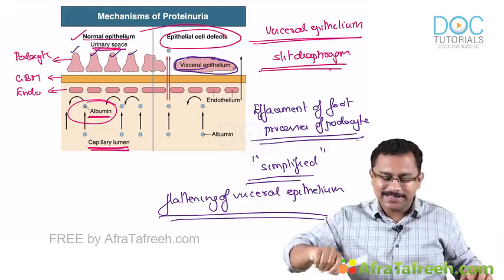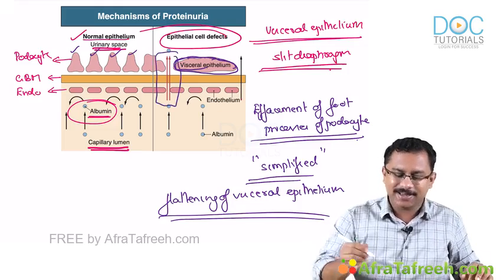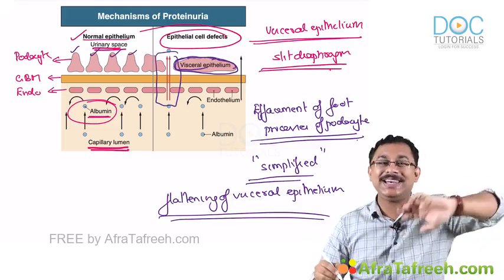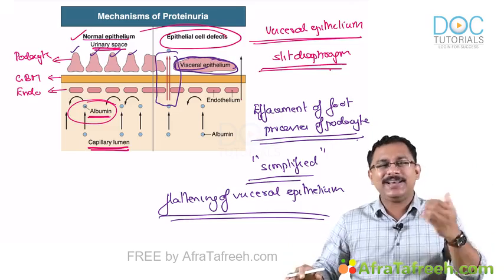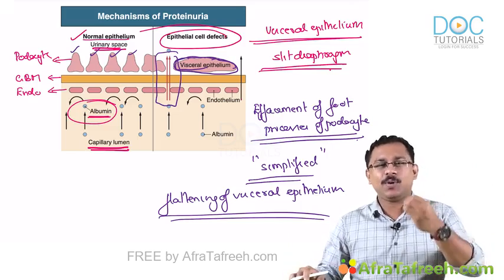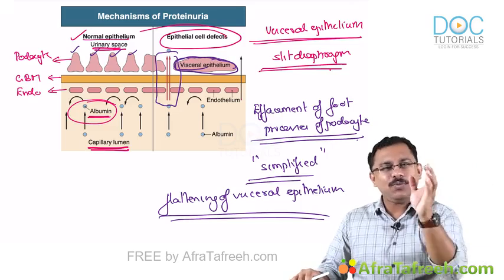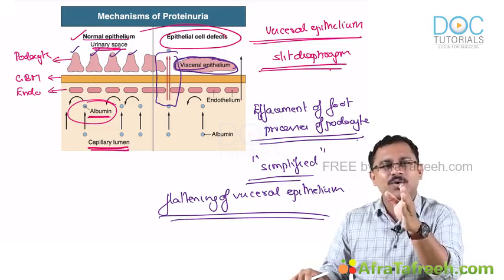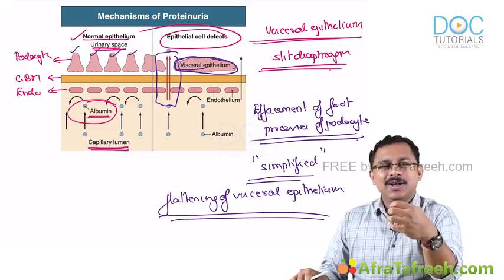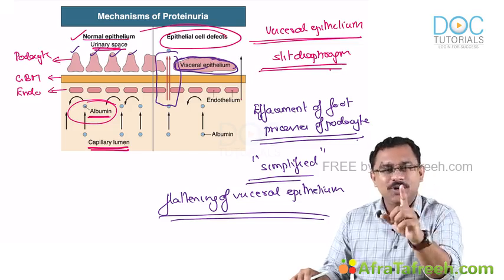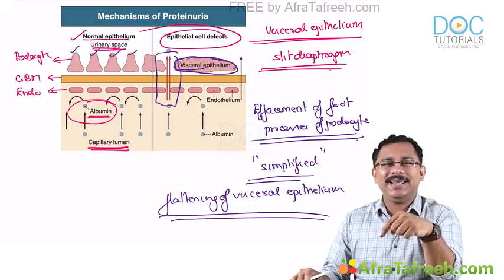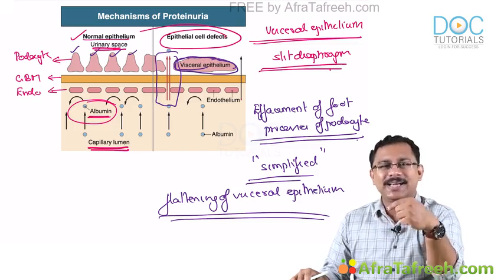So there is a chance that, as you can see in the picture, the proteins can actually leak through. When it is flattened and simplified, the proteins can leak through and there can be proteinuria. So the point I want to tell you is that whenever we are going to discuss a glomerular disorder with a nephrotic range proteinuria, it is most likely that the visceral epithelium is also affected in some way.